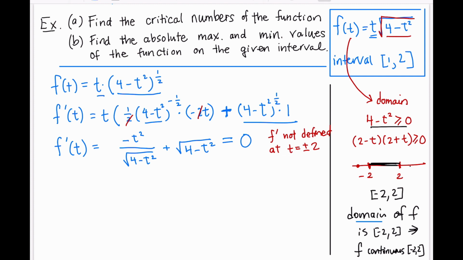Now, in order to find the values where f prime is equal to 0, I need to solve this equation, and I'm going to do that by clearing this fraction here. I'm going to multiply both sides of the equation by the square root of 4 minus t squared, and that will eliminate the fraction. So let's see what happens when I do that. And of course I'm assuming t is not equal to positive or negative 2 because then this quantity would be equal to 0.